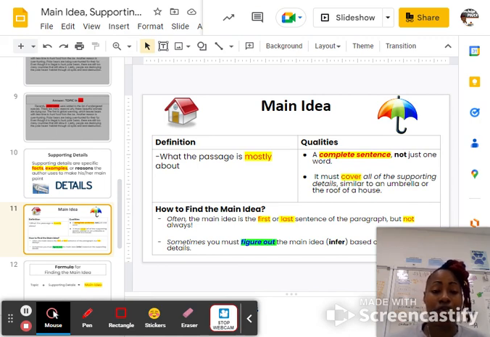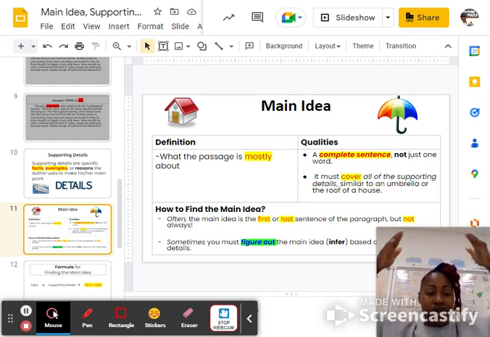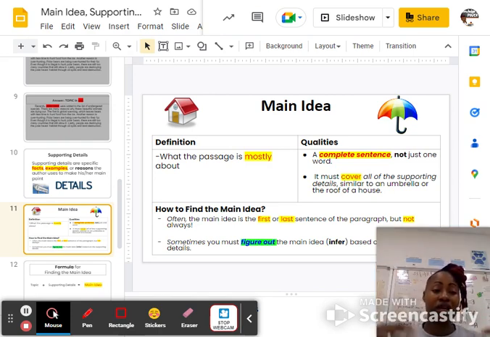Remember, you are writing the words that are in red and highlighted into your digital notebook. You're on slide 36. So the qualities of a main idea: it is a complete sentence. A complete sentence is not just one word or two words like a topic. It must cover all of the supporting details, similar to an umbrella on a roof, right? So think of our main idea as our umbrella. It's what the passage is mostly about. And underneath that umbrella we can have the supporting details. It covers us up. So you are the supporting detail if you're thinking about an umbrella overhead.